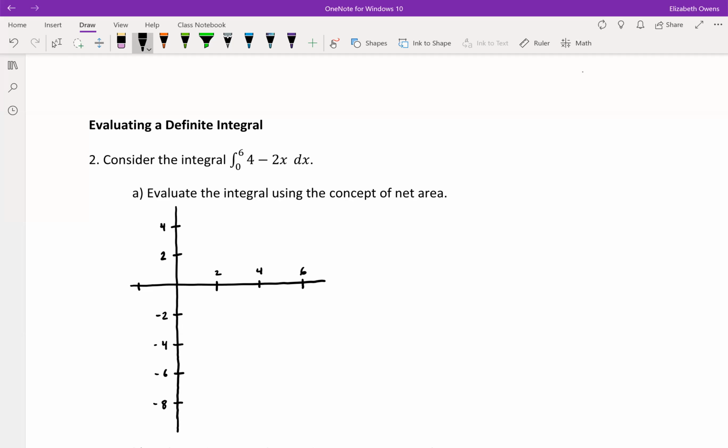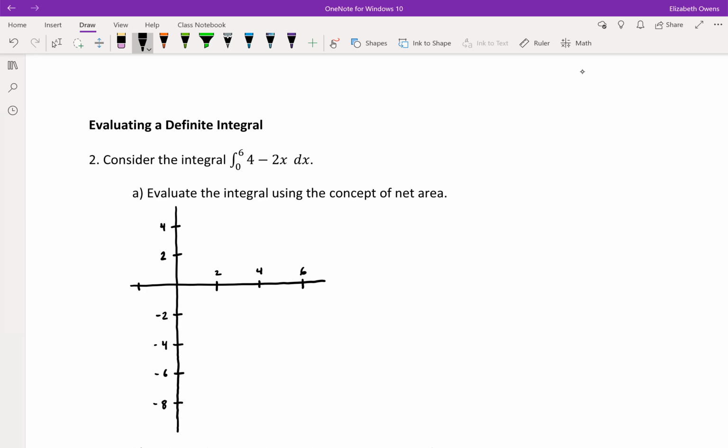Okay, so now we are going to focus on evaluating definite integrals. And we are going to be considering here the integral from 0 to 6 of the function 4 minus 2x dx. Okay, and first we're going to evaluate this using the concept of net area.